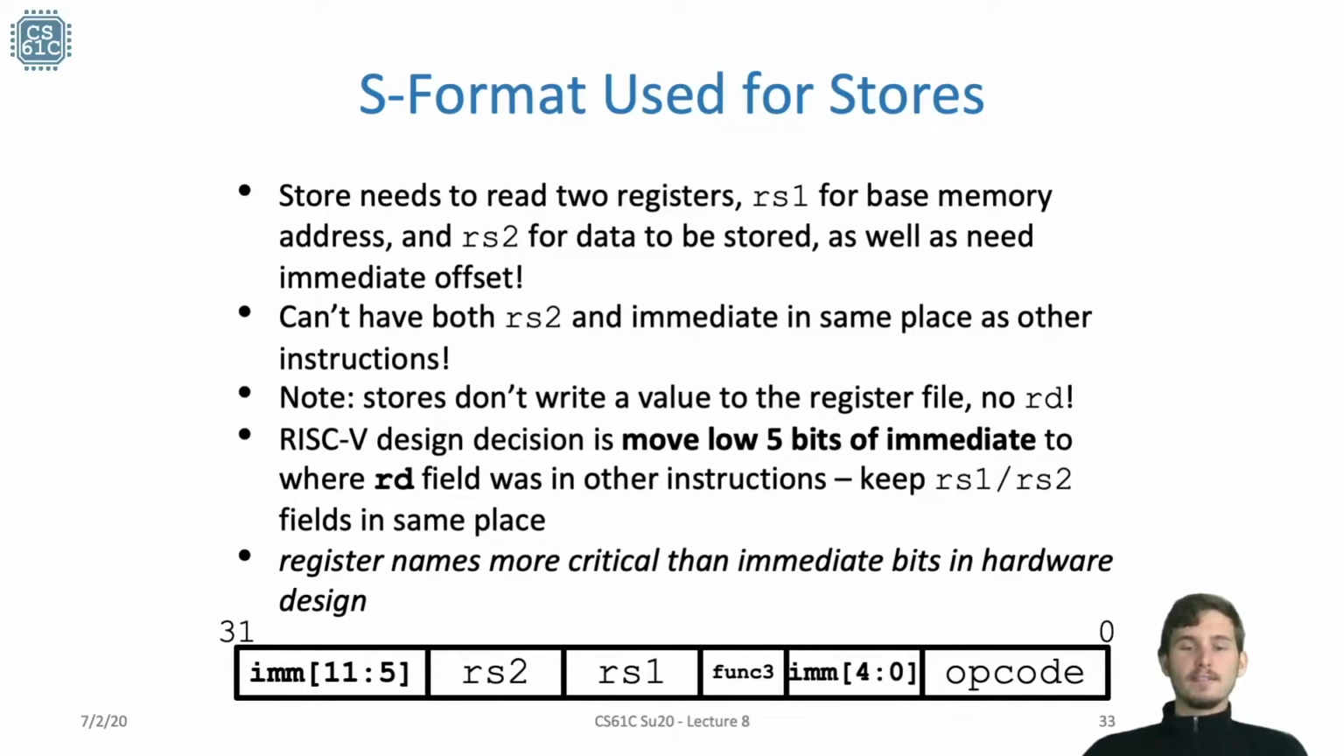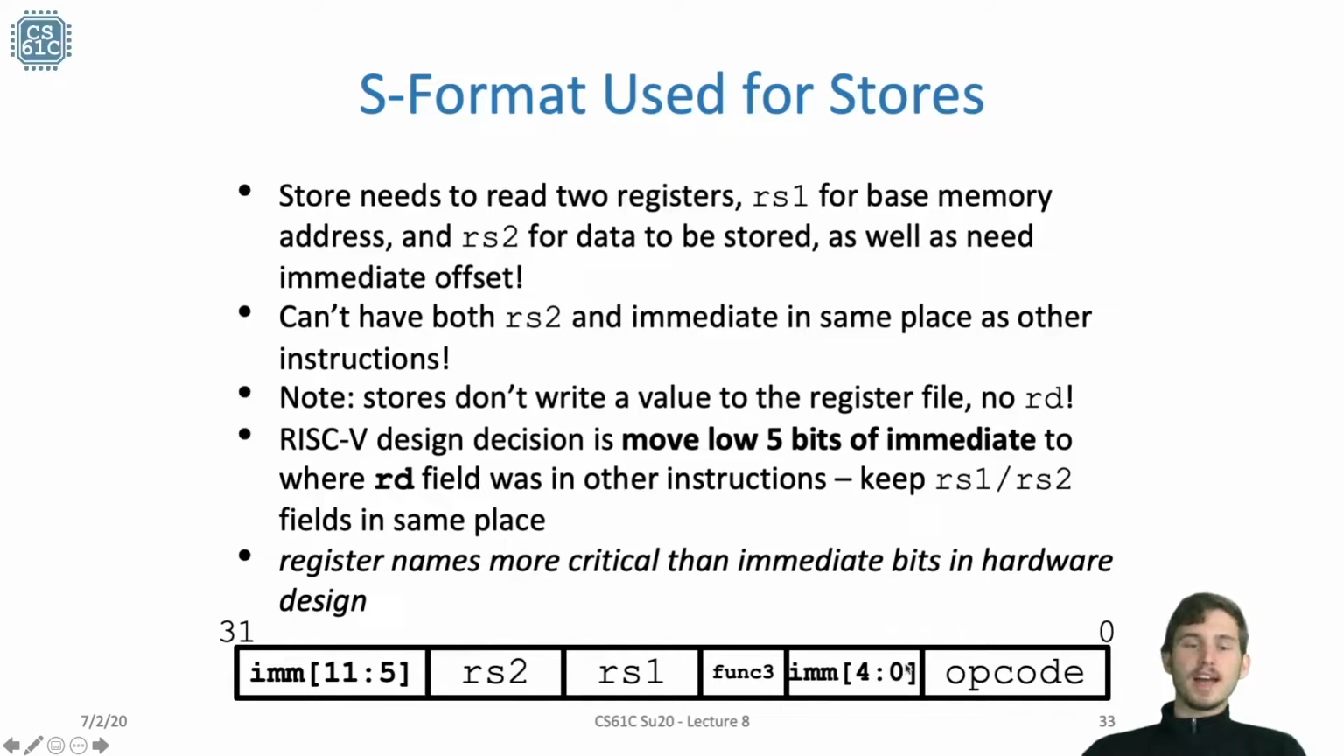And finally, I have given you the format down below here of how we actually do an S-type instruction. First, we have our opcode, which is in the exact same place. It's 7 bits, just like all the other types I've discussed. Then we have func3, rs1, and rs2. These are in the exact same locations as they've always been.